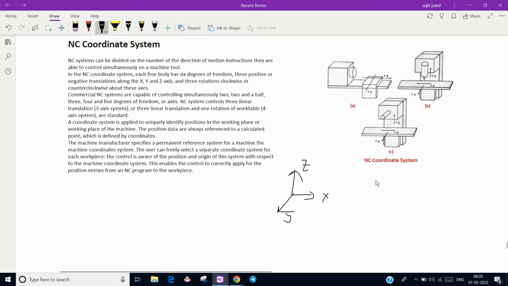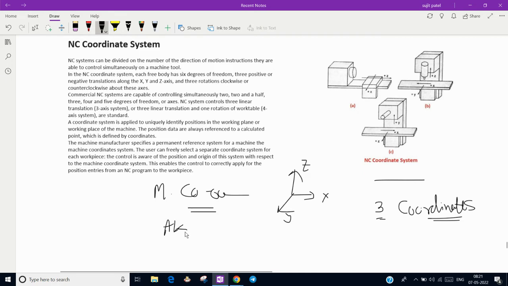So in actual practice, there are not three coordinate systems, but three coordinates. One is the machine coordinate, second is the absolute coordinate, and third one is the part coordinate.